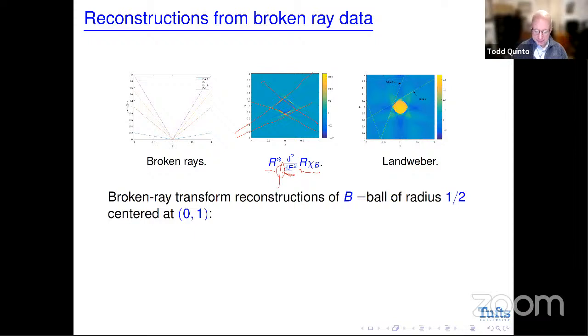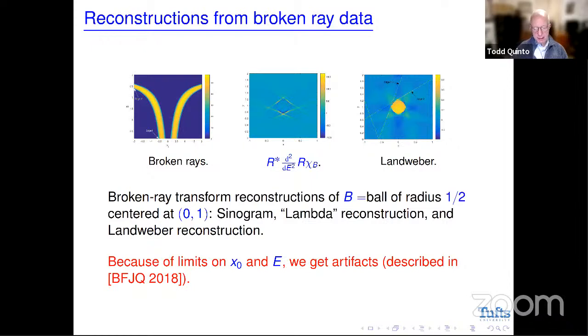And don't blame me. And then my colleague did Landweber reconstruction, which recovers the inside better. I mean, it looks like an inside. And here are the data. And if you look at the boundary of the data, there are singular points on the boundary of the data, singular points of the function. And in this case, we get artifacts, and it's predicted by an article of Borg, Frickel, Jorgensen, and myself in 2018. Good. Okay.